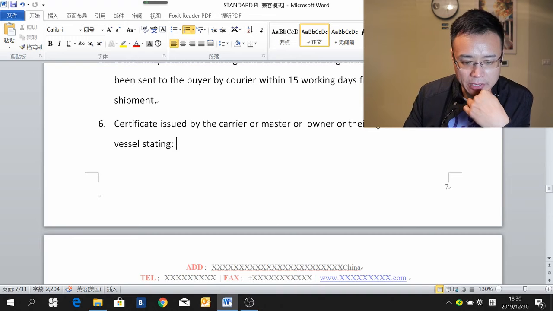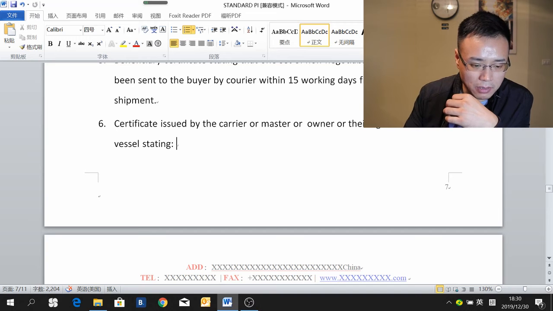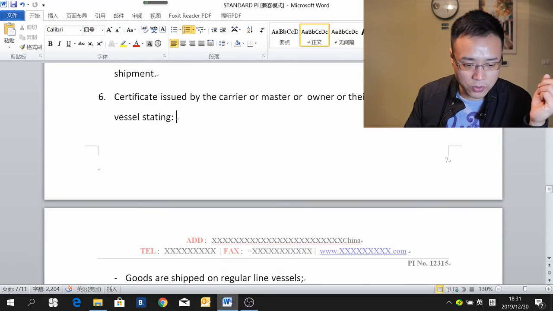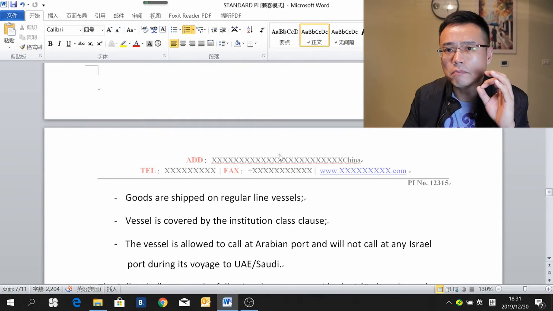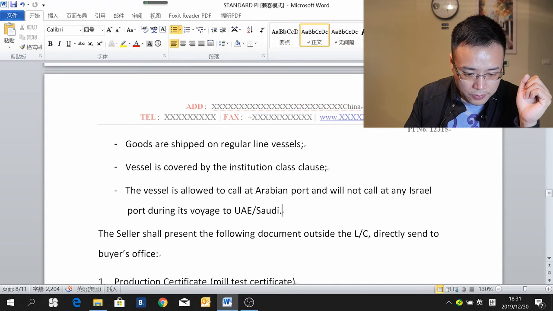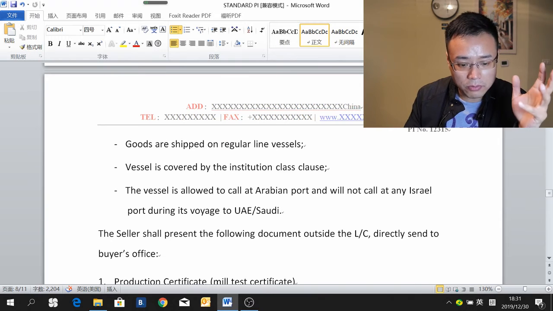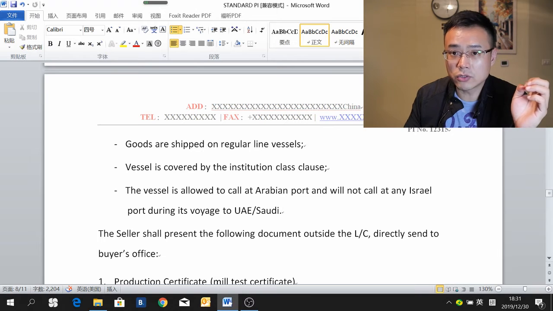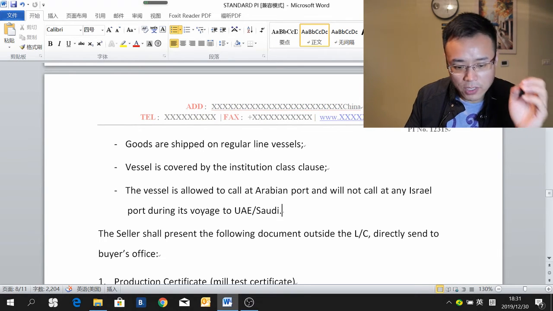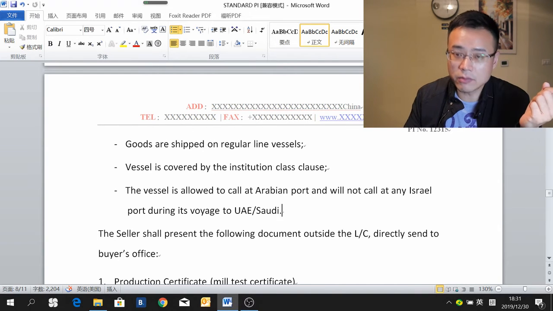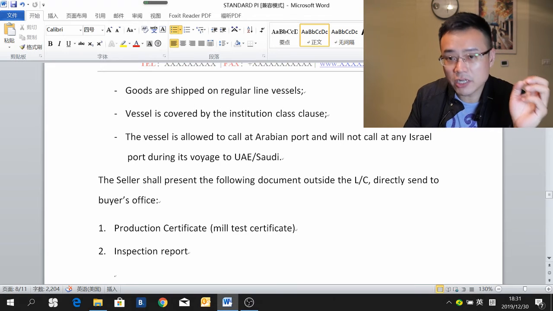Certificate issued by the carrier or master or owner or the agent of the vessel, stating. So this is a certificate from the shipping company or the agent. This is basically mandatory for any bank, for any LC. There are some terms. For example, this is a regular vessel. This is a vessel covered by so-and-so institution, and this vessel is allowed to Arabian ports, and this vessel will not call at Israeli or Iranian ports, things like that. For any Middle East bank, this is mandatory.